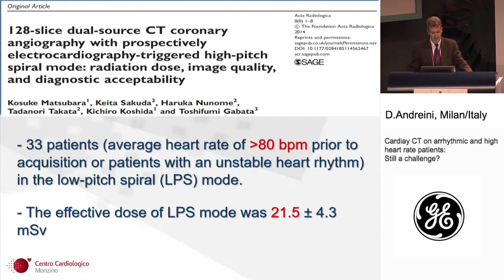So in the setting of very high heart rate, more than 80 BPM, the available literature is very limited. This is one of the only papers I found in the literature, performed with a recent second generation dual source CT, a study with a small sample size, 33 patients with heart rate more than 80. The authors obtained good image quality, good assessment in this setting, but with the relevant drawback of the radiation. The effective dose was more than 20 millisievert.